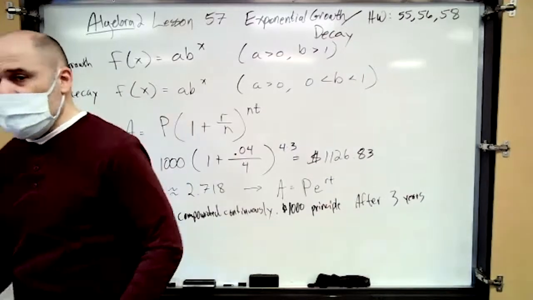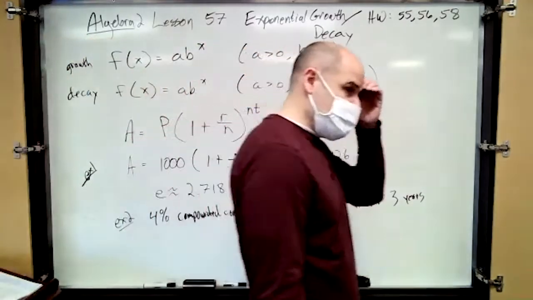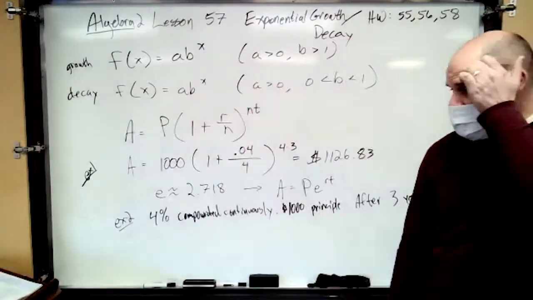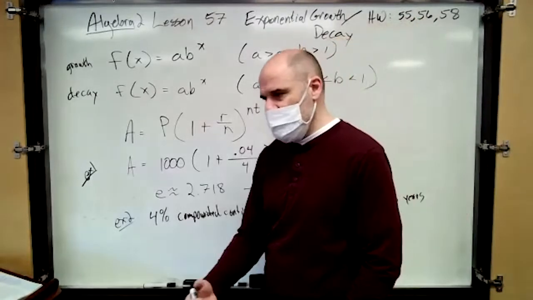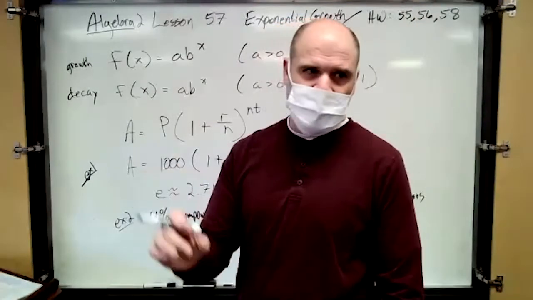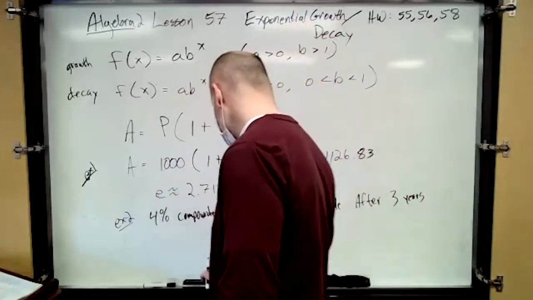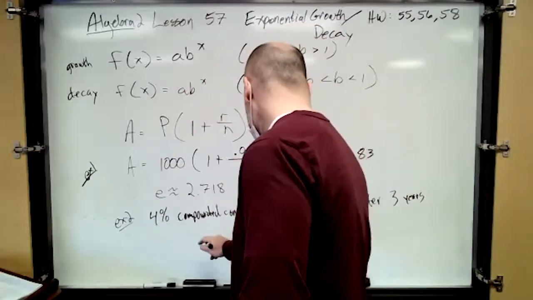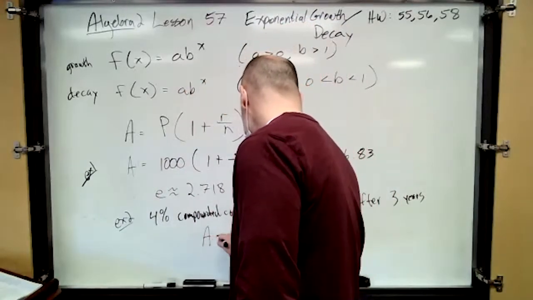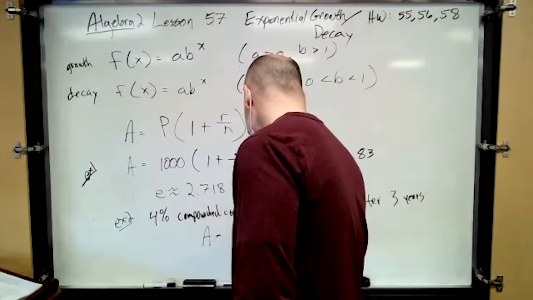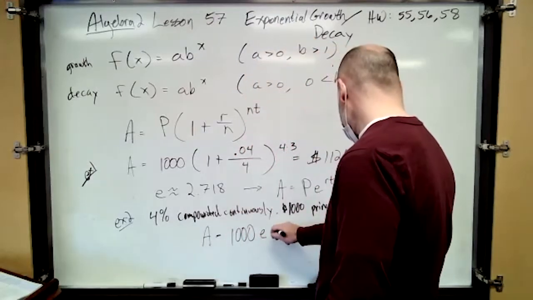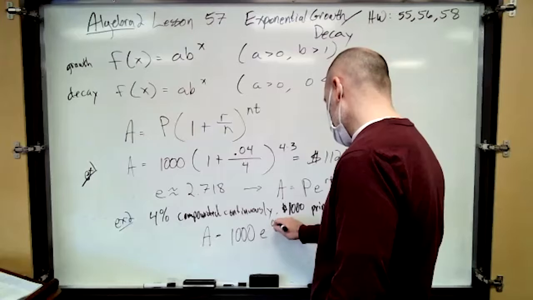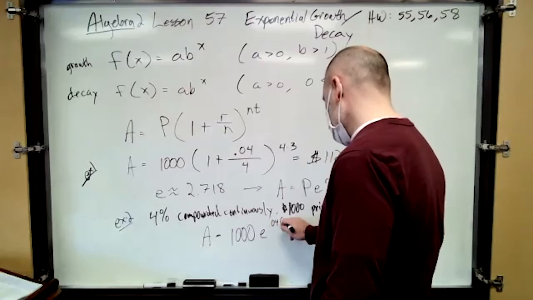All right. Now we're going to deal with E again when we do logarithms. It's called a natural logarithm when you find the log base E instead of log base 10. But we'll get into that. So we're just going to plug it into this formula. A equals 1,000 times E to the RT. So 0.04 times 3.